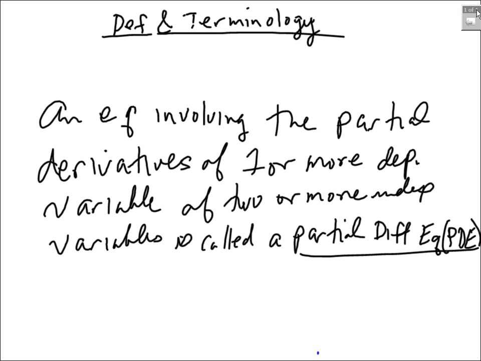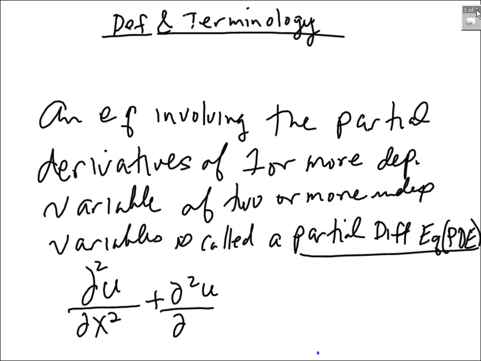An example might be, write it down more clearly as a partial: the second partial of u with respect to partial x squared, plus partial squared u, partial y squared equals 3. This is an example of a PDE. I'm taking partial derivatives with respect to two independent variables, x and y.